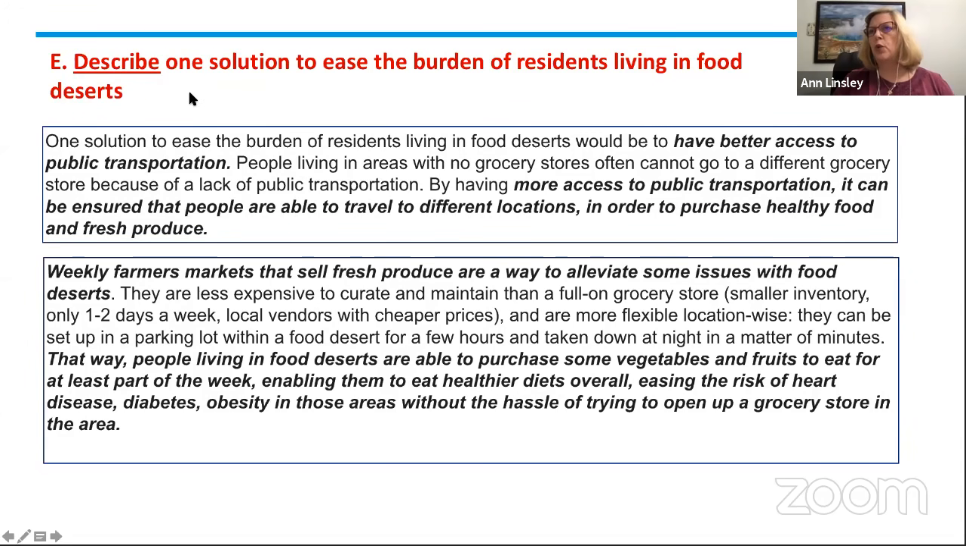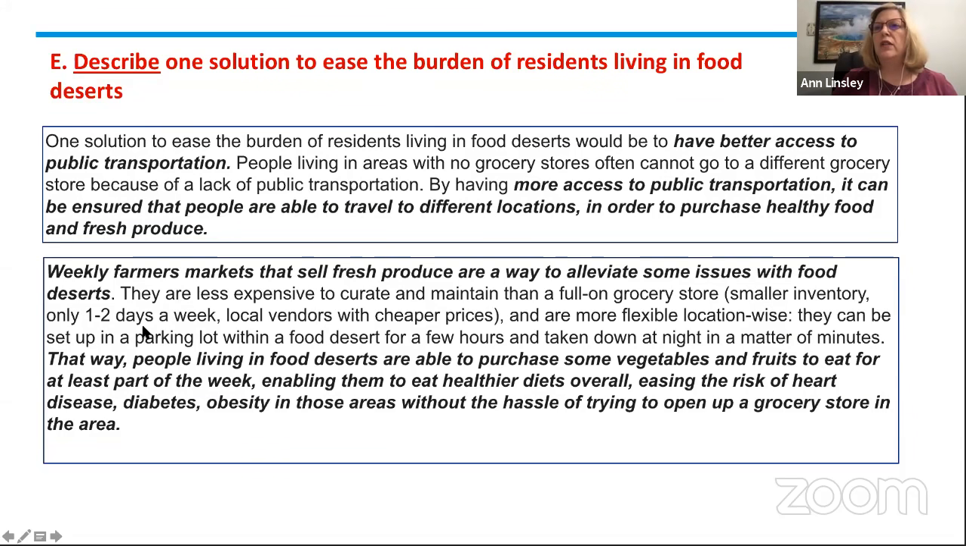Notice this says describe. So that doesn't mean you're having to provide all of the solution. You're having to tell me what it is. You don't have to do more, although this student definitely does that. Have better access to public transportation because it can ensure that people are able to travel to different locations in order to purchase healthy food and fresh produce. Nails it. Beautiful answer.